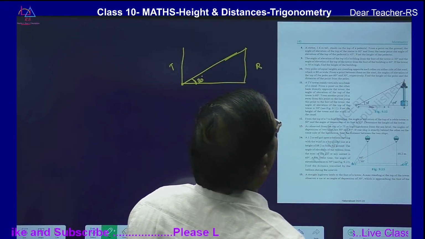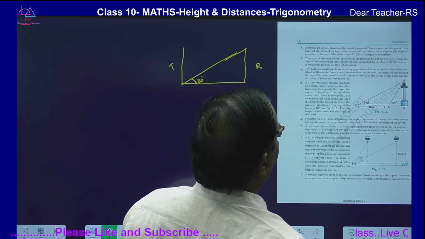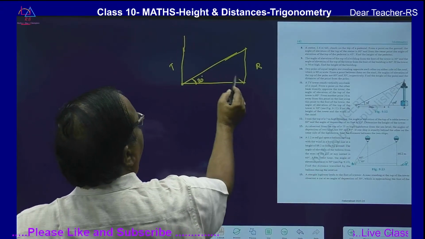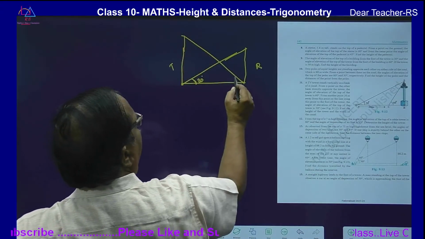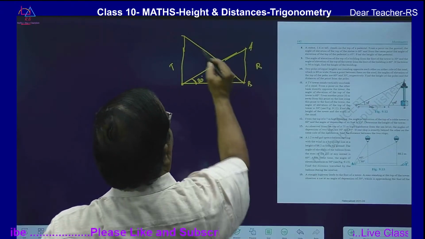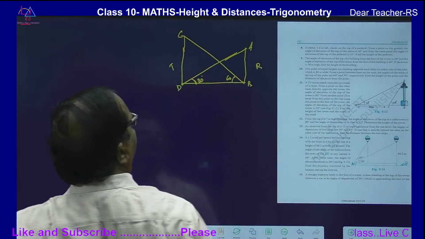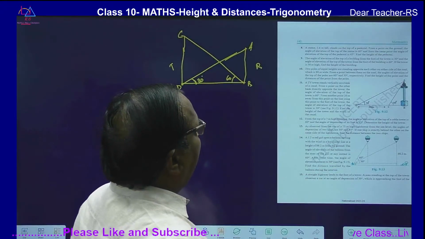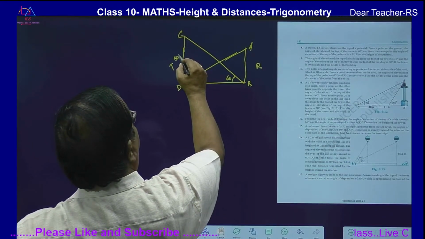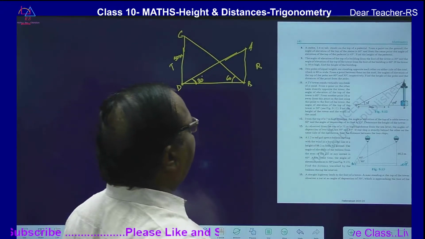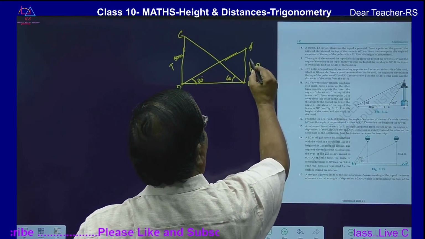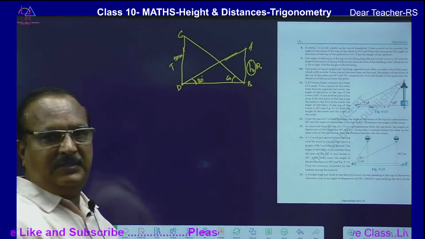And the angle of elevation to the top of the tower is bigger now, so the tower is taller. So this is 60 degrees. Let us say AB is the building and CD is the tower. If the tower is 50 meters in height, find the height of the building. This height you have to find out.